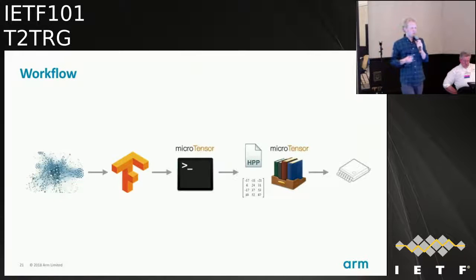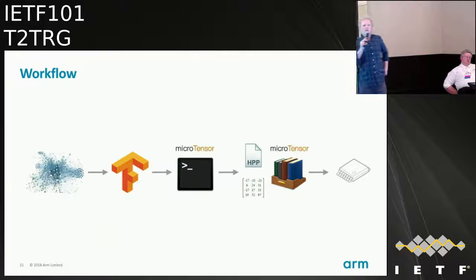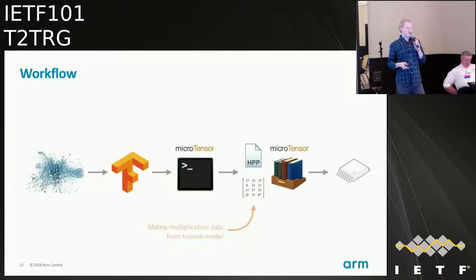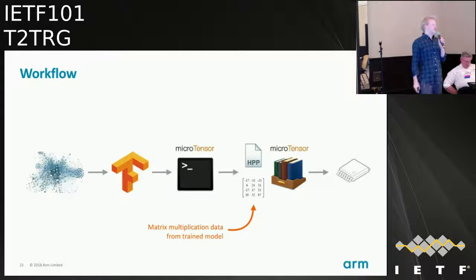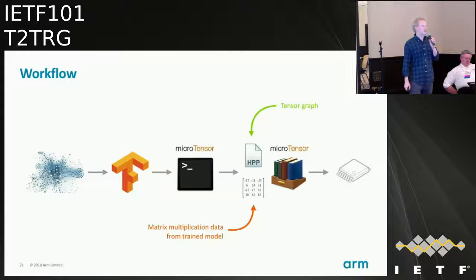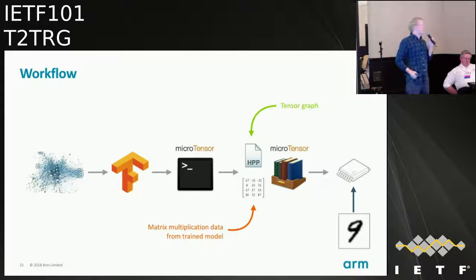So the workflow: MicroTensor consists of two tools, the CLI and the library. You start with a set of data, you throw it to TensorFlow, that gives you a protobuf file. Then you run the uTensor CLI tools that does two things. One, it creates the matrix multiplication tables from the trained model. So that's your training, your trained model, essentially. And then it generates a C++ and an HPP file that contain the tensor graph. You combine it with the microtensor lib, and then you have something running on a microcontroller, and then you can put data in and get classified data out.